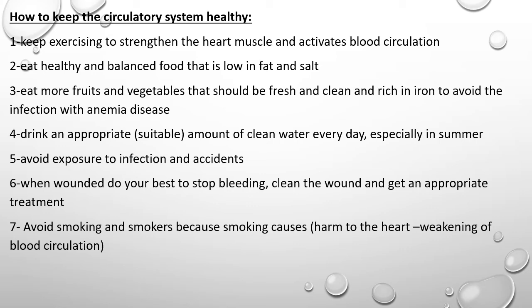Number three, eat more fruits and vegetables that should be fresh and clean and rich in iron to avoid infection with anemia disease. Number four, drink an appropriate amount of clean water every day, especially in summer. Number 5, avoid exposure to infection and accidents.